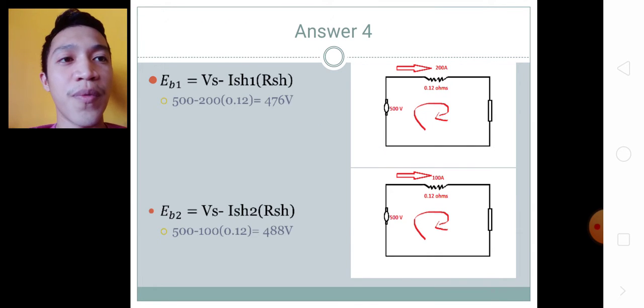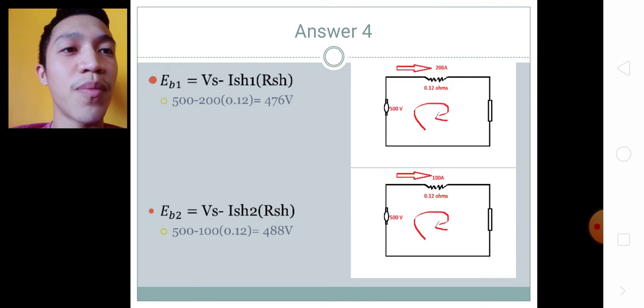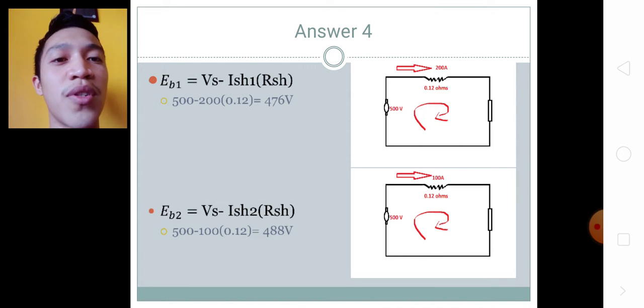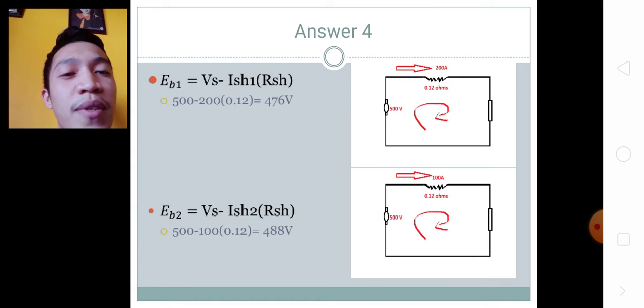Now first we find our E1. That's equals to, based on the illustration, 500 volts minus the voltage drop, that's 200 amperes times 0.12 ohms, that's equals to 476 volts. Now when the current changes to 100 amperes, we have 500 volts minus 100 times 0.12, that's equals to 488 volts.